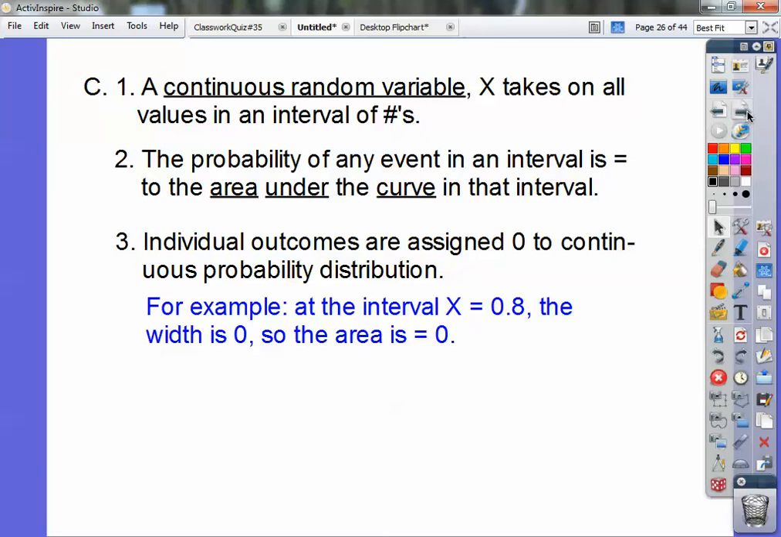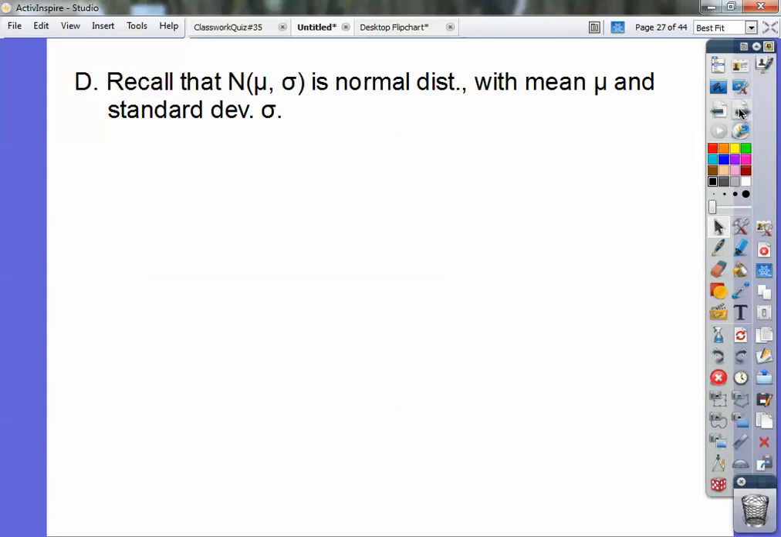So for example, you guys, say I wanted to know what's the probability at x equals 0.8. Well, at x equals 0.8, it's just a straight line, and the width of that baby would be 0. So the area would be 0 times 1, or 0. So if it's equal to a single number, then the area is always assigned 0. It has to be less than or in between some numbers. All right, so recall that the normal distribution with mean, mu, and standard deviation, sigma, is the normal distribution with those symbols right there.